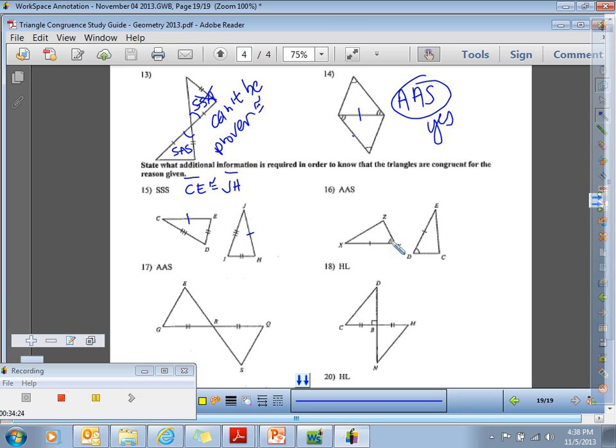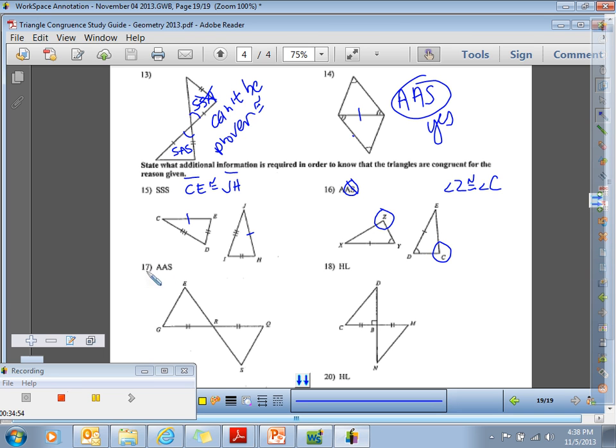Angle, angle, side. Okay, I have this angle and this angle congruent. There's one angle. I have this side and this side that are congruent. And notice that the sides and the angles touch. That would be these two. I've already gotten those. I need one more angle that doesn't touch that side. I wouldn't choose this angle because it touches the side. I'm going to choose this angle, and I'm going to choose angle C. So angle Z should be congruent to angle C.